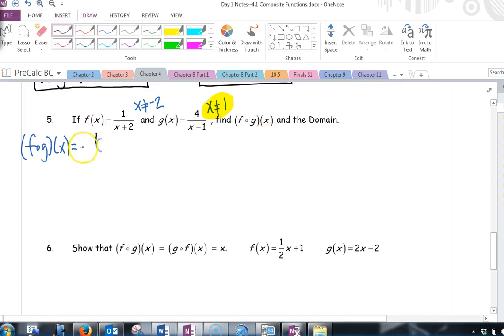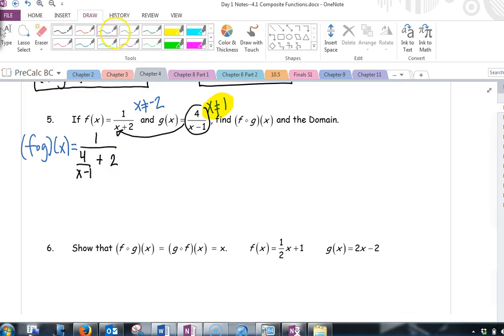I'm taking 1 over, and g of x is replacing x. And just like we did on a problem before, let's get a common denominator in the bottom. It's going to be easier to simplify.